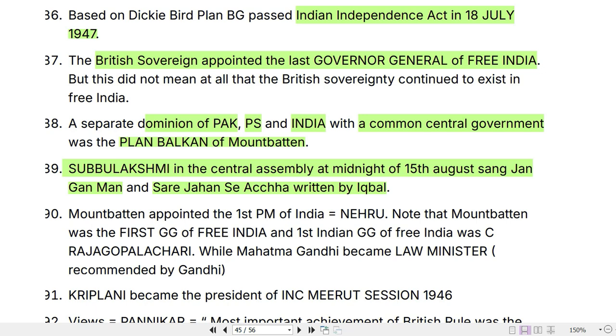This statement is not correct. I think Ambedkar became Law Minister, which was recommended by Gandhi. I have not written this correctly, but anyway, I'll check that. You can check it on Google. Who was the first Law Minister in Free India?